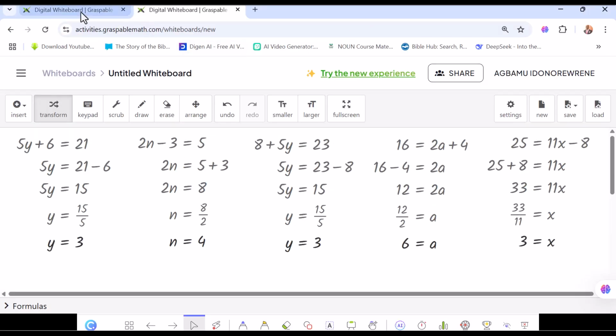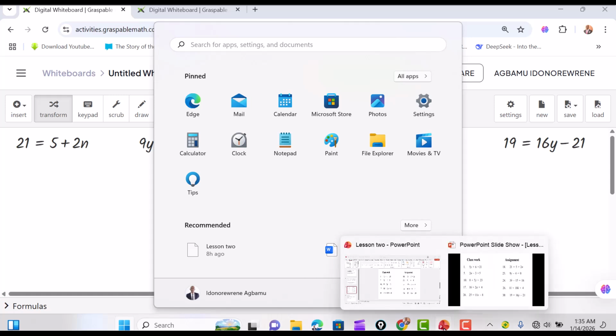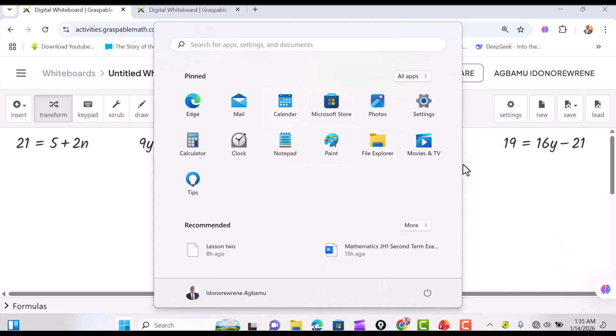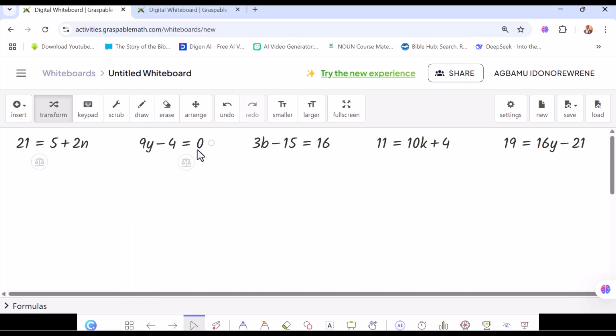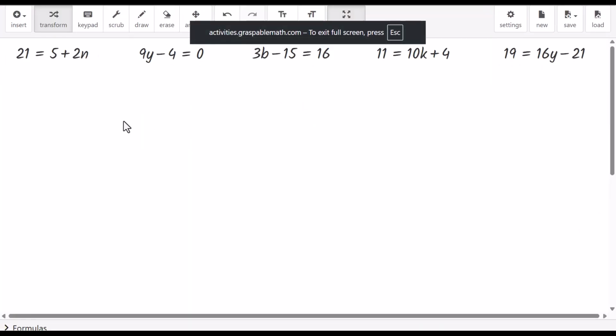Let's go to the assignment part. So this is the assignment question. Let me show us on the screen. If you look at the assignment, you will see 21 equals 5 plus 2n, and 9y minus 4 equals 0. I've already inputted them on this side. You can see all of them. So let's solve it very fast with Graspable Math and let's end this video.